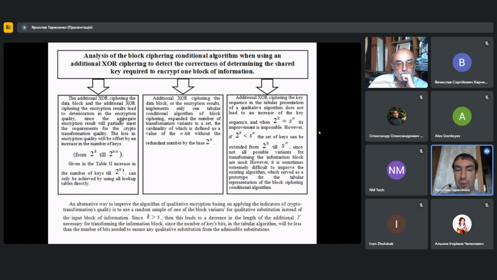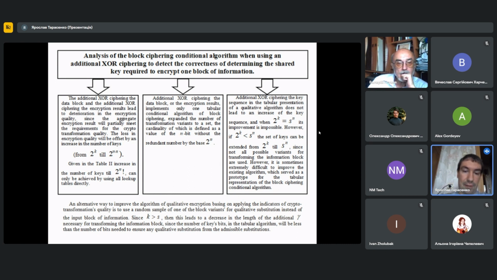Given in table 2, an increase in the number of keys up to 2 to the power of n can only be achieved by using all lookup tables directly. And an alternative way to improve the algorithm of qualitative encryption, based on applying the indicators of crypto transformation quality, is to use a random sample of one of the block variants for qualitative substitution instead of the input block of information.